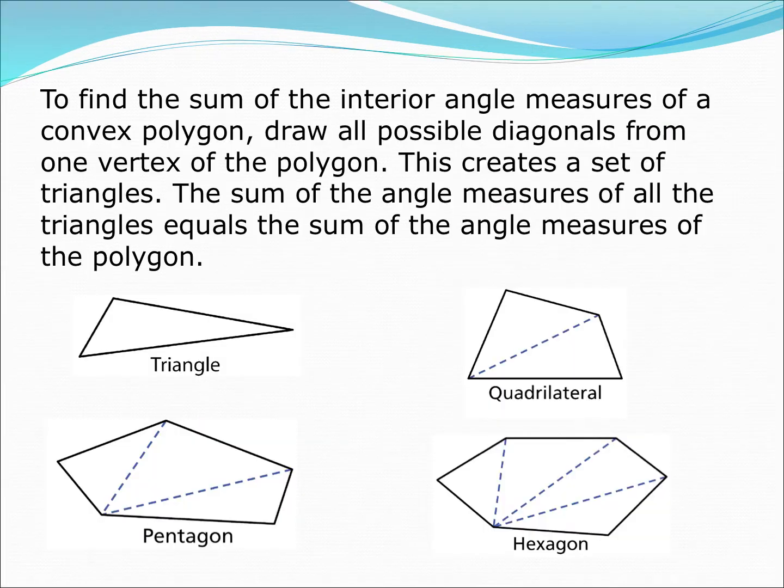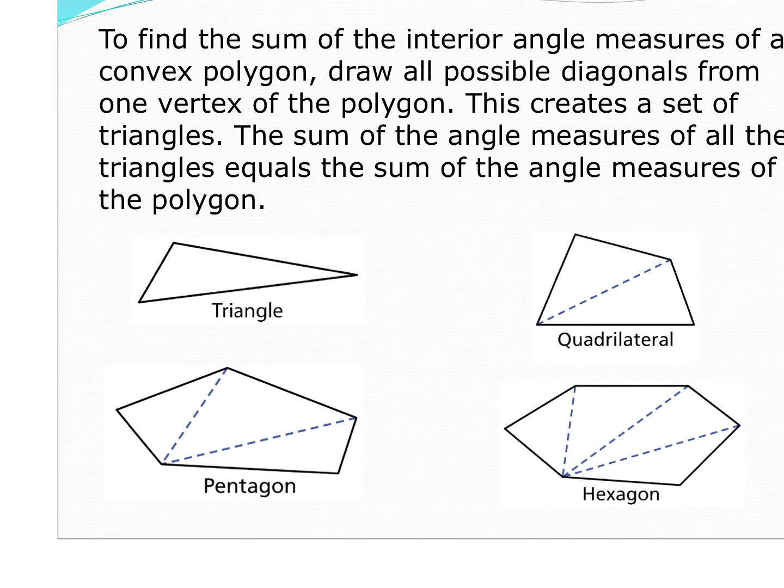The next slide is talking about how we could find the sum of all of those angles. So it says to find the sum of the interior angle measures of a convex polygon, we want to draw all the possible diagonals from only one vertex. After we do that, it's going to create a set of triangles. We know that the sum of the angles of a triangle always is going to add up to be 180. So once I can form as many triangles as I can by drawing in diagonals from one vertex, I would add up the number of triangles I have, and then I would multiply that number by 180.